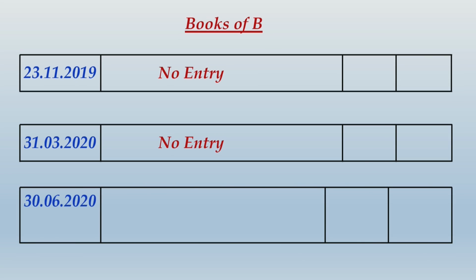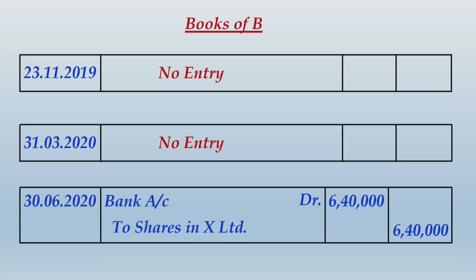On settlement date, that is 30th June, what B will do is simply receive cash of 6,40,000 and give away shares in X Limited, and the amount to be credited to shares in X Limited will be only and only the agreed value, which indicates the sale proceeds. These sale proceeds have not been decided on 30th June. These have been decided directly on 23/11/2019. Even though the recognition and derecognition did not happen on that date, the accounting and the recognition and derecognition has been postponed to the settlement date, but the substance of the arrangement remains same.